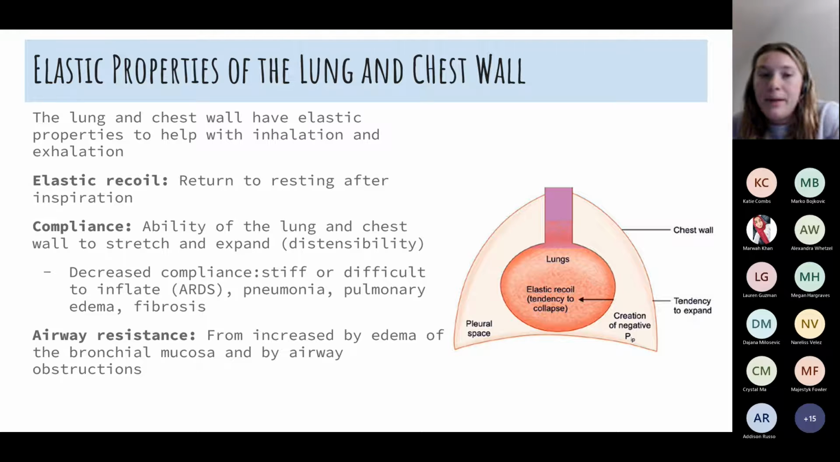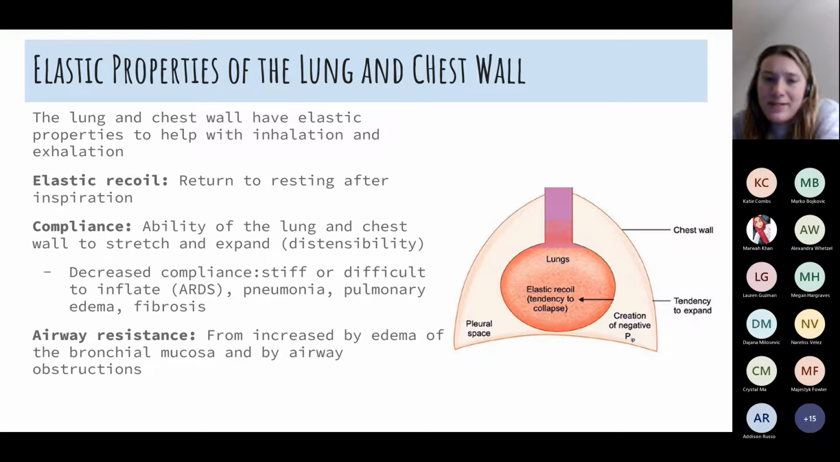Some pathophysiological conditions that can cause this are ARDS, acute respiratory distress syndrome, pneumonia, pulmonary edema, fibrosis, really anything that's not allowing our lung and chest to expand. If I have fluid buildup, I'm not going to be able to stretch and expand as much. So we're really, really concerned.